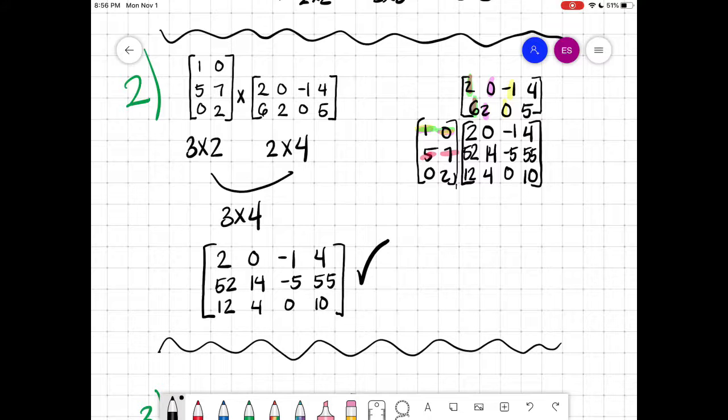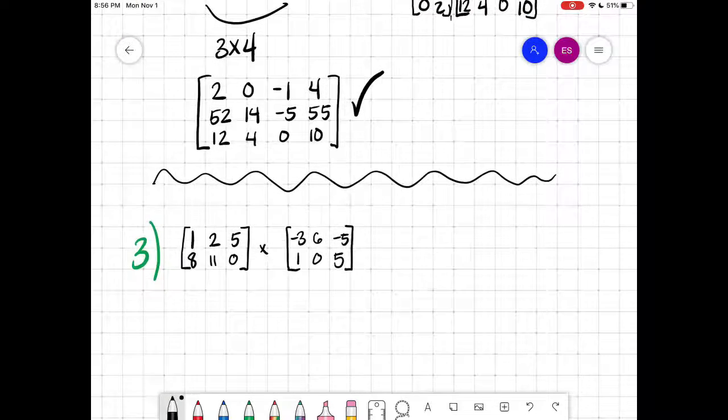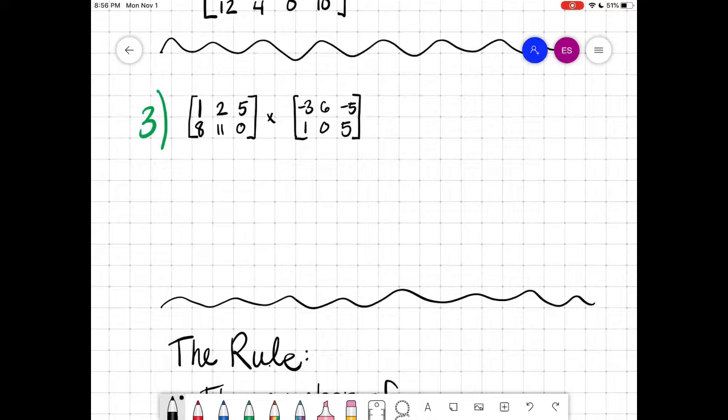So we can multiply a 3 by 2 by a 2 by 4. Does that mean we can just multiply anything? Surely we can multiply these. These are the same size. We've got a 2 by 3 matrix and another 2 by 3 matrix. We can multiply these, right? Well, let's go ahead and try it.